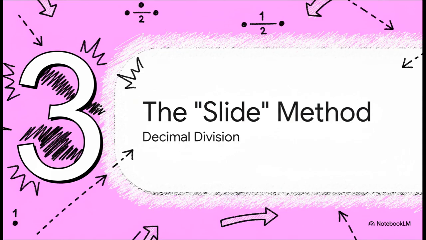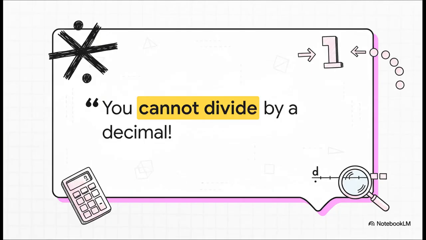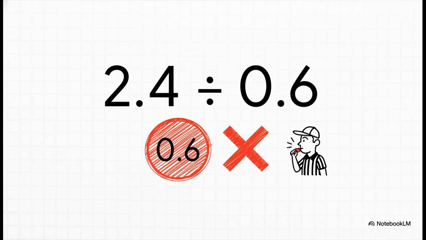Okay, let's get to our third and final trick, division. This one is called the slide method. And it's all about making the problem way easier before you even start. Now here is the single most important rule for dividing with decimals. You absolutely cannot divide by a decimal number. The number you're dividing by has to be a whole number. That's the rule.